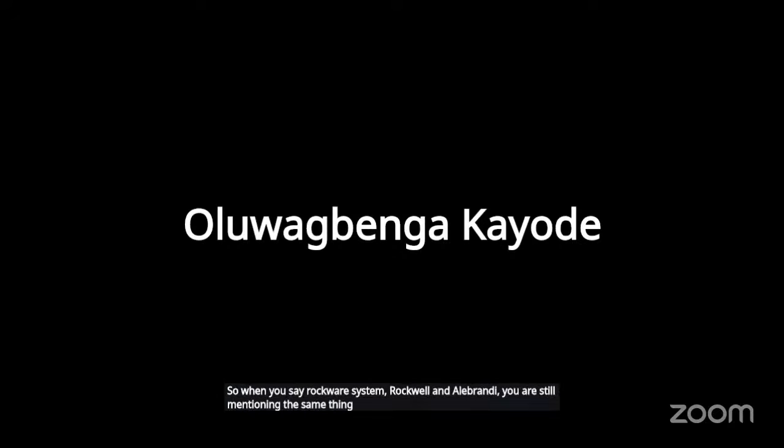Okay. So, Caleb, we are starting with Siemens, not Rockwell. Do you get that? We are starting with Siemens, not Rockwell. Now, Rockwell is Allen Bradley. The company that is the OEM that manufactures Allen Bradley is Rockwell Automation. Their PLC brand name is Allen Bradley. So when you say Rockwell system, Rockwell and Allen Bradley, you are still mentioning the same thing. The PLC brand name is Allen Bradley, manufactured by Rockwell Automation. So I think that is clear. I've seen your thumbs up.